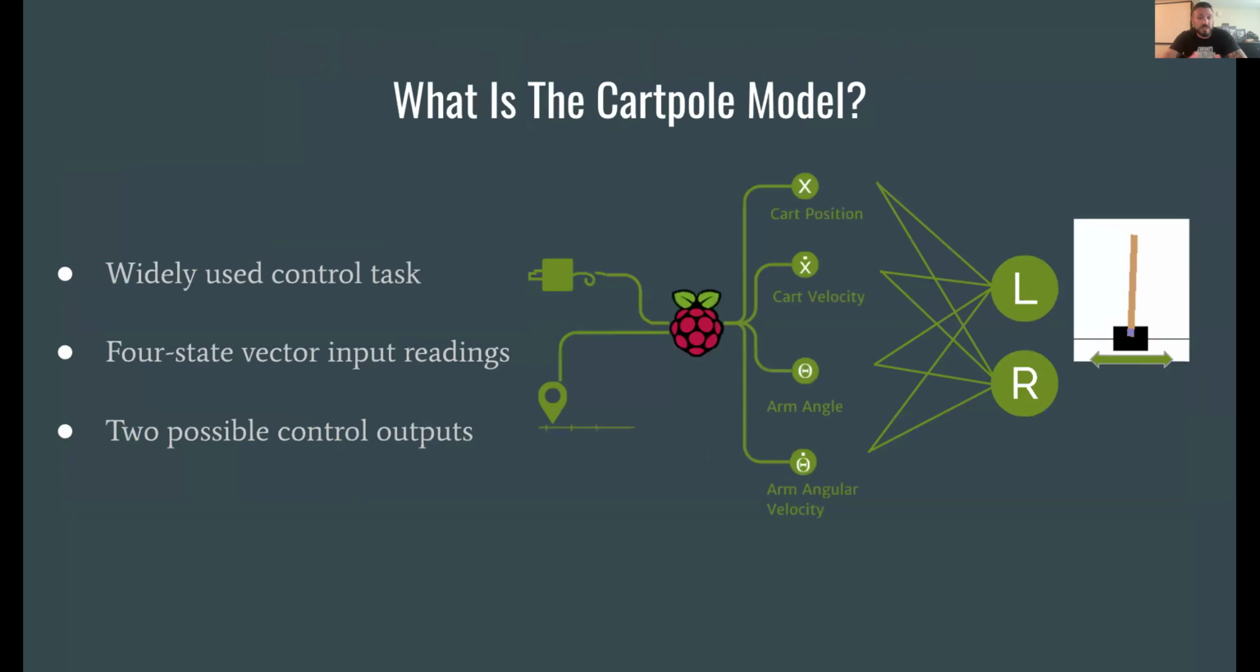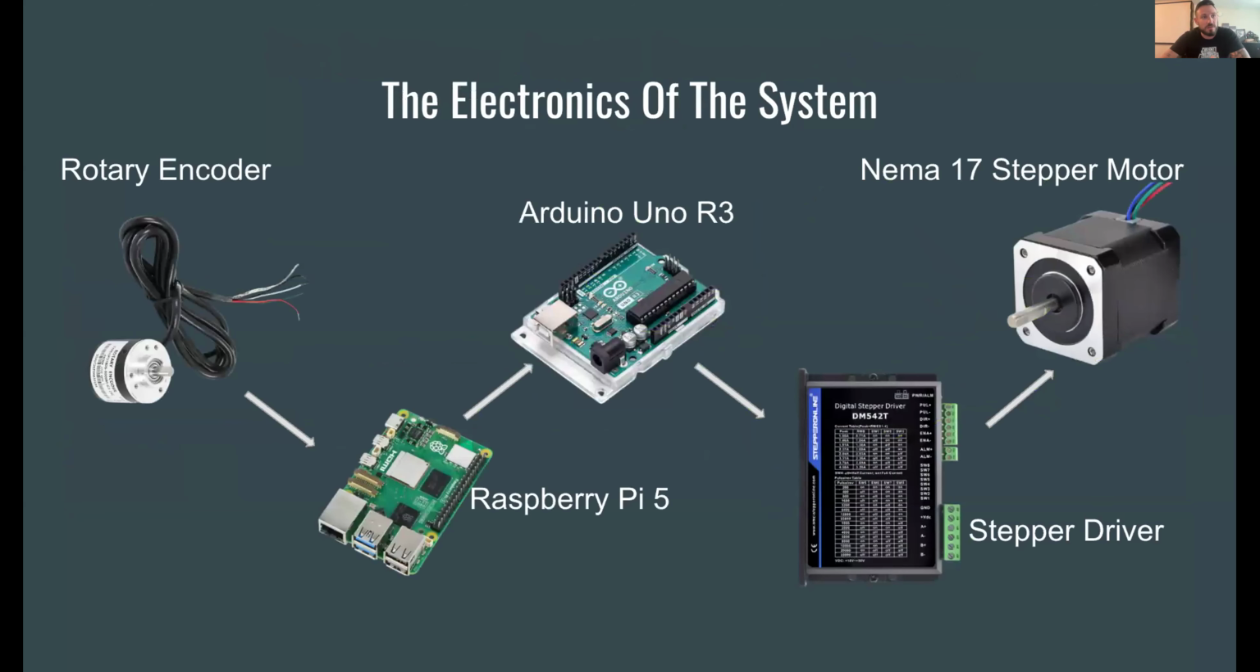So what actually is going on? We have the cart pole, which is a 4-vector input: cart position, cart velocity, arm angle, and arm angular velocity, all given to give a right-left output to keep the cart pole balanced. In our system, we used an array of different electronics. We had an encoder that passed data to a Raspberry Pi, to an Arduino, to a stepper driver, and then that moved the actual motor.